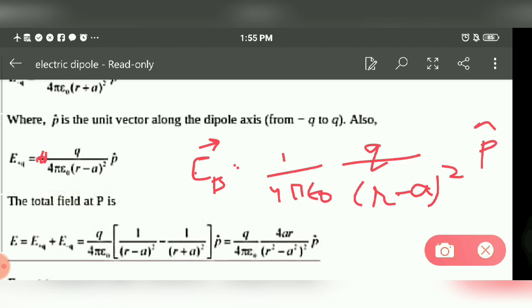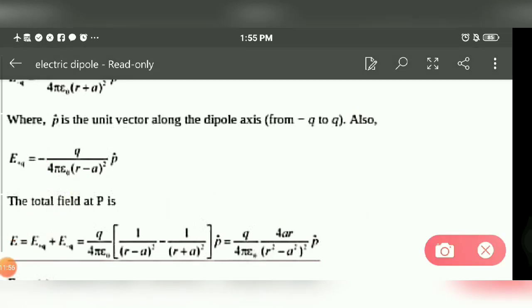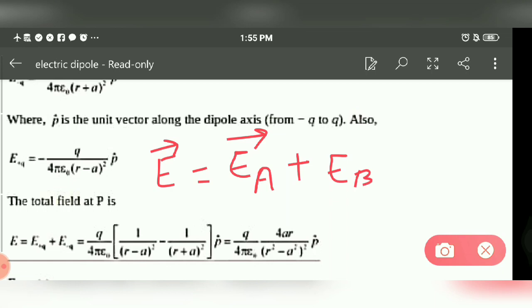Next, as no components are required here, we directly jump to step 3, that is, we apply the superposition principle. The superposition principle states that the net electric field at a point is equal to the vector sum of the individual electric fields, that is, the vector sum of EA plus EB. Now what was EA?